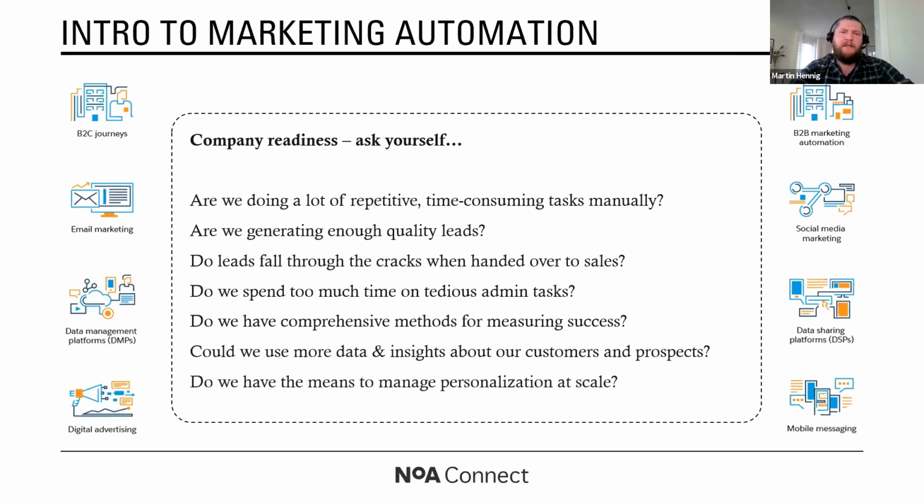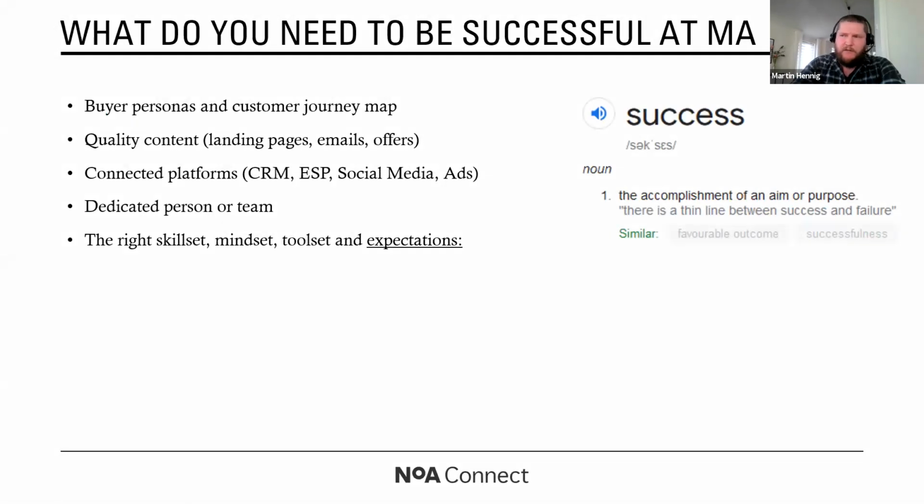And then last but by no means least, are we able to manage personalization at scale? Without marketing automation, it's going to be tricky, right? You might send your mass emails out of your Outlook. There's only so much you can do when it comes to personalization. So that's where we have a big advantage here. So now that we're excited about MA, let's see what we really need to be successful.